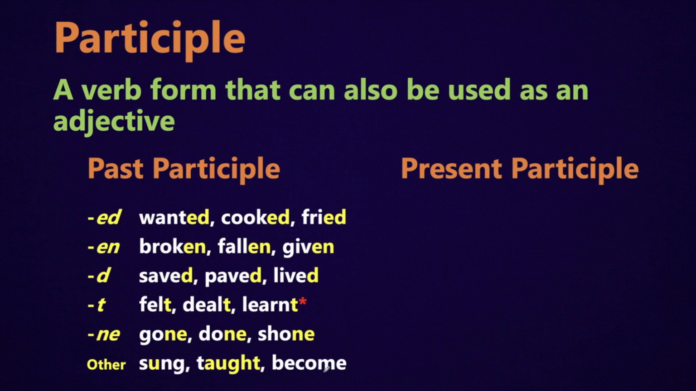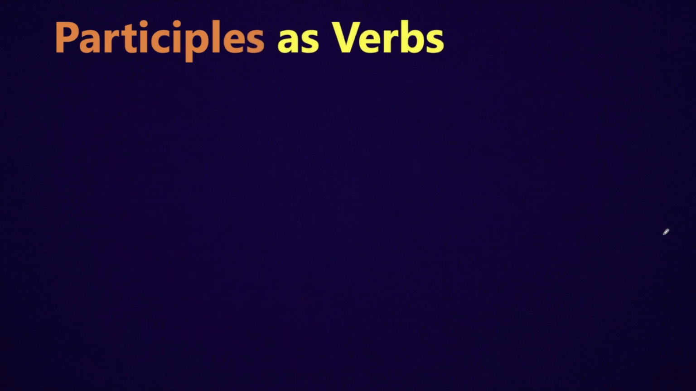Now the present participle is actually easier than this because it's just the ing form of the verb. So bake becomes baking, cook becomes cooking, fry becomes frying. So these are our two participle forms in English, the past participle and the present participle. Now, as I said before, participles are verbs that can work as verbs or as adjectives. Now let's look at participles as verbs.